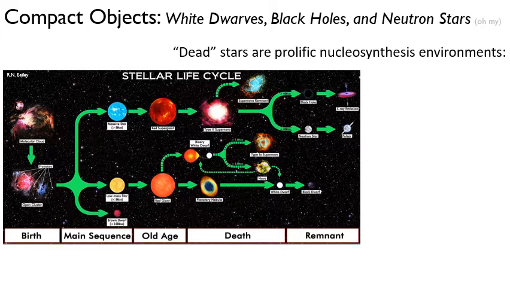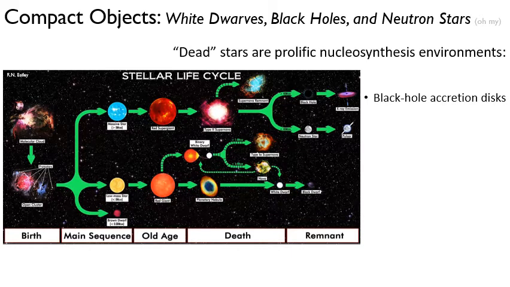So stars can end their lives in many different ways, as covered in Chapter 7. These are often called dead stars, because it's stellar death that leads to a remnant like a white dwarf, a black hole, or a neutron star. But these are really prolific nucleosynthesis environments. A ton of the elements in the universe were made there. You can follow these neat paths on this diagram and see, depending on how your star started out, roughly how it's going to end its life.